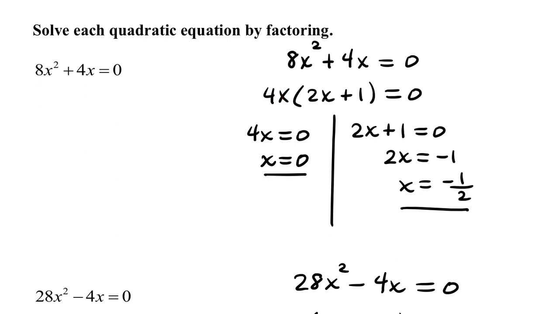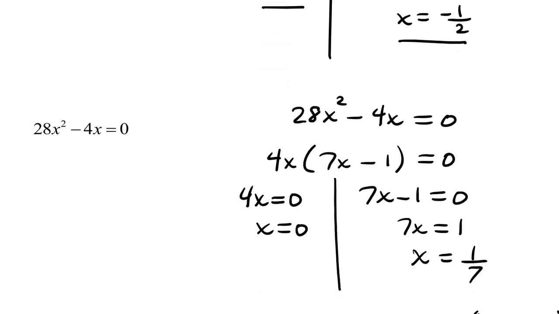Each factor now is linear because of the power of 1. 4x equals 0 if x equals 0. 2x plus 1 is equal to 0 if 2x is equal to negative 1, which tells us x has to be negative half. Many times you will find quadratic equations have two solutions, and most of the time they are two unique solutions.